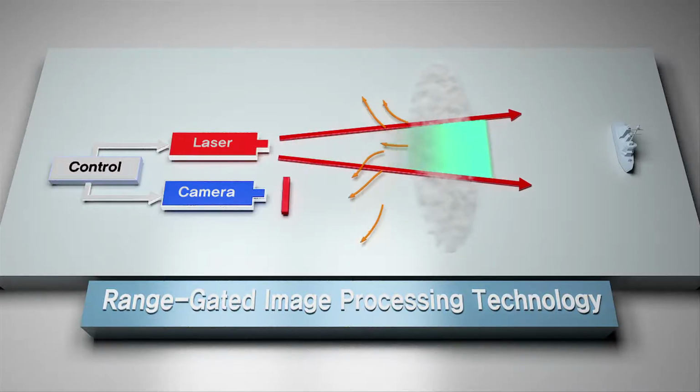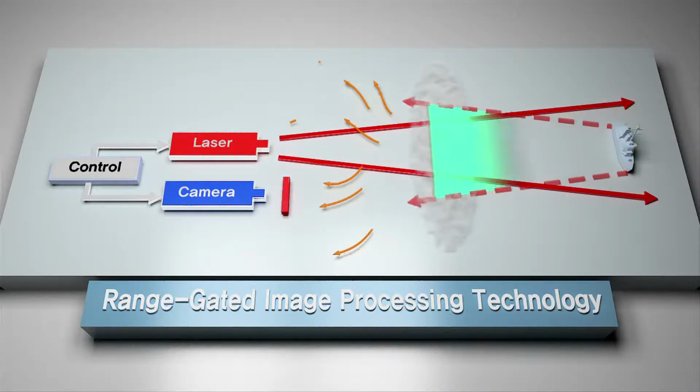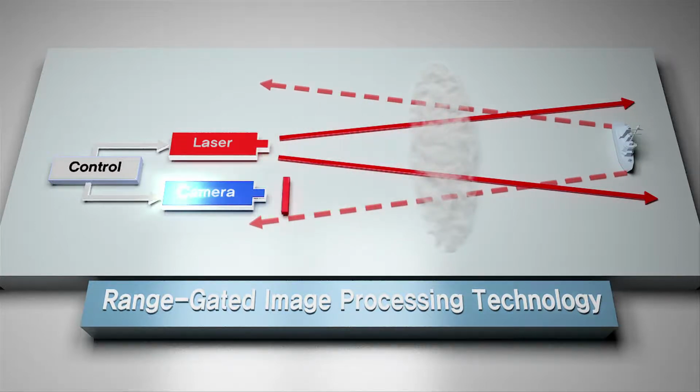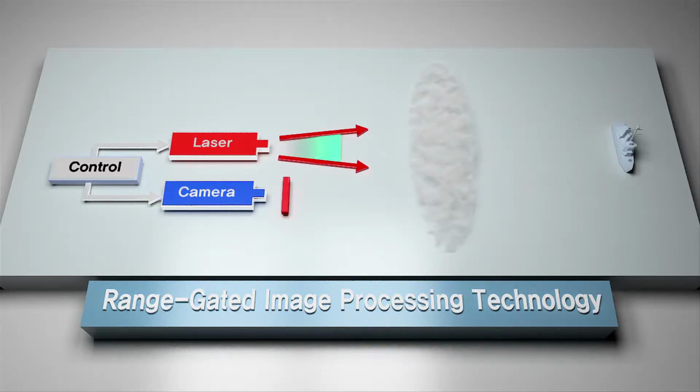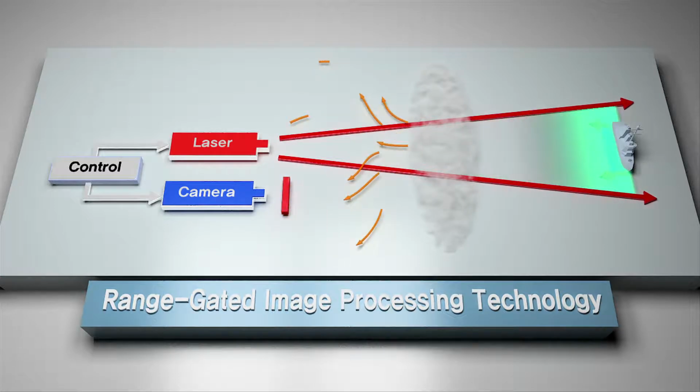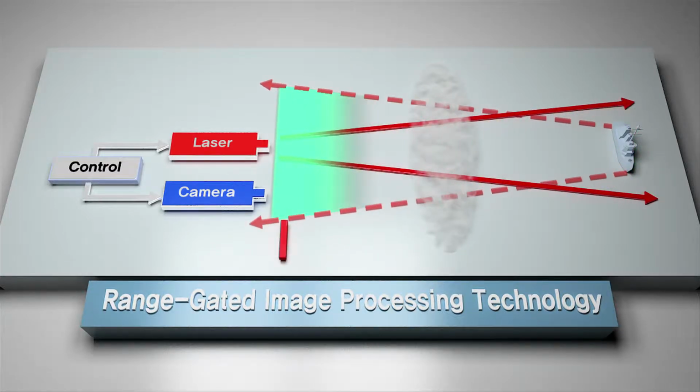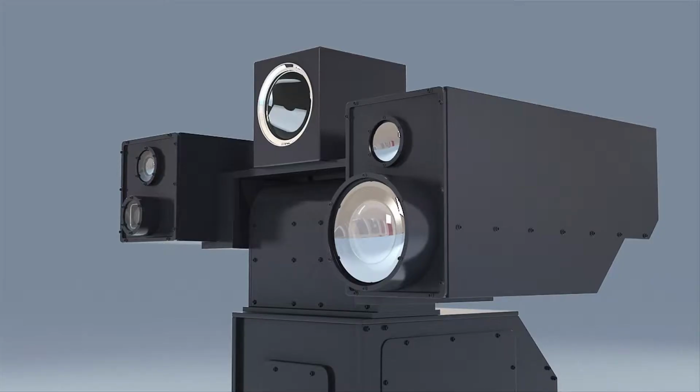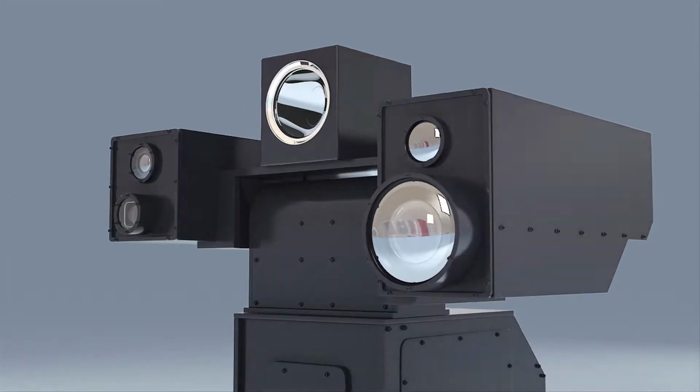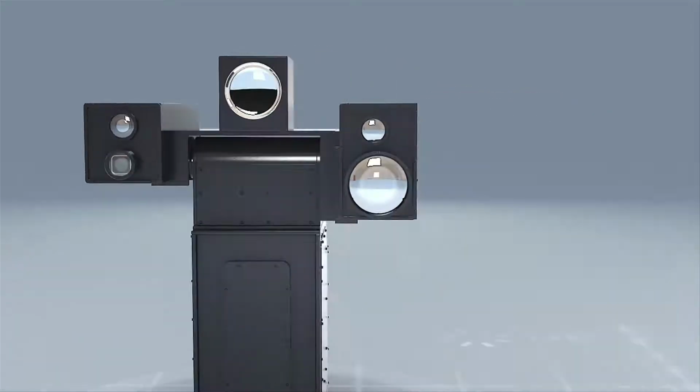The core technology of WIA applies a gate method using laser to innovatively supplement the weaknesses caused by diffused reflection in inclement weather. This makes possible long-range object identification and tracking.